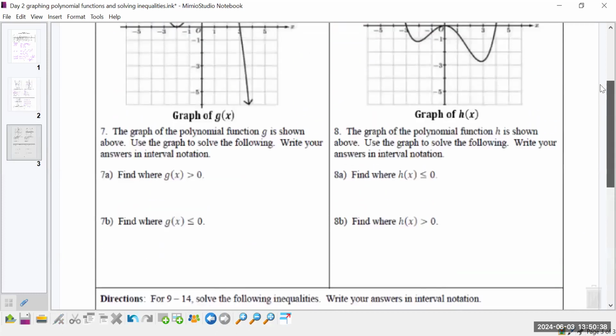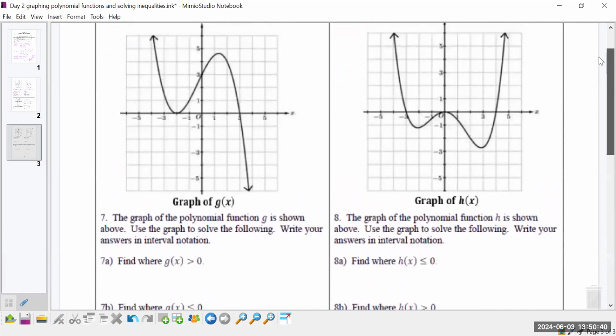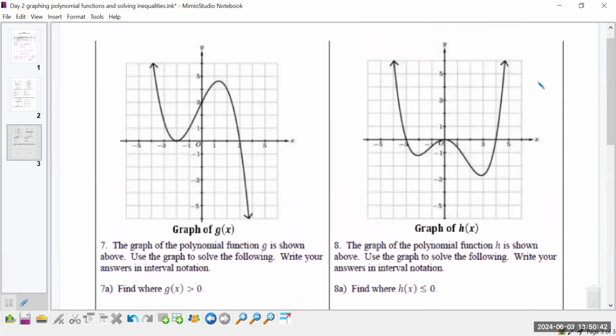Page 5 is going to require us to know what the graph looks like, or at least have a brief idea, in order to solve the inequality. We're always looking for where they are greater than, less than, greater than or equal to, or less than or equal to 0. So for number 7, we're given the function g of x, and we're asked, where is g greater than 0? I'm going to highlight where g is greater than 0.